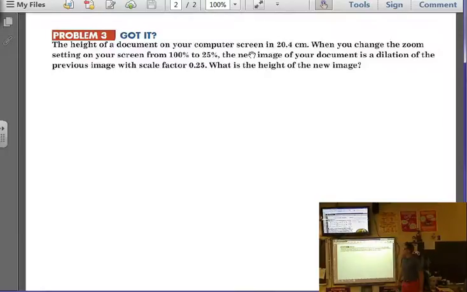Height of a documentary computer screen is 20.4 centimeters, and when I change the zoom from 100% to 25%, the new image is the dilation of the previous image with a scale factor of 0.25. So what would be the height of the new image? So our new will be 1/4 of the original. What would it be? Oh, this is head math. 5.1, right? 5.1.